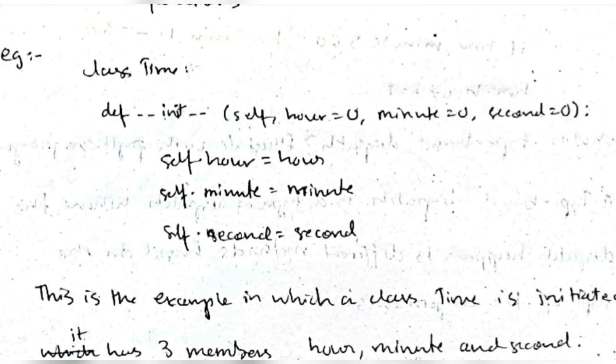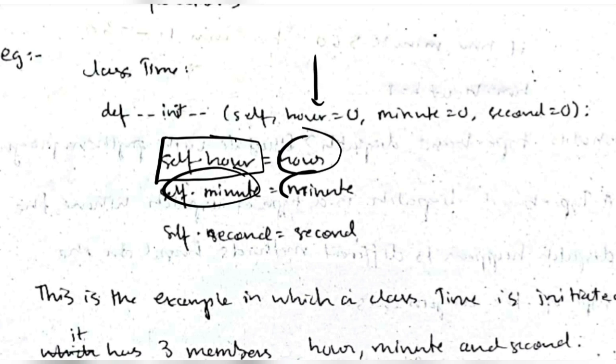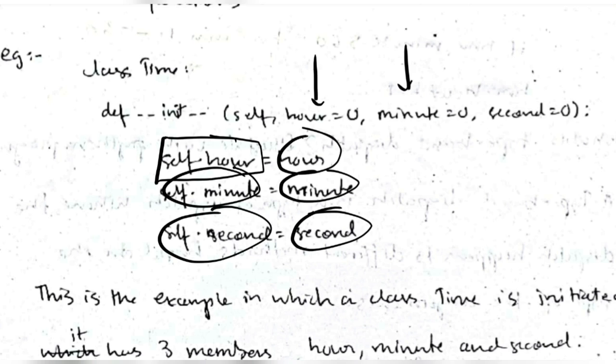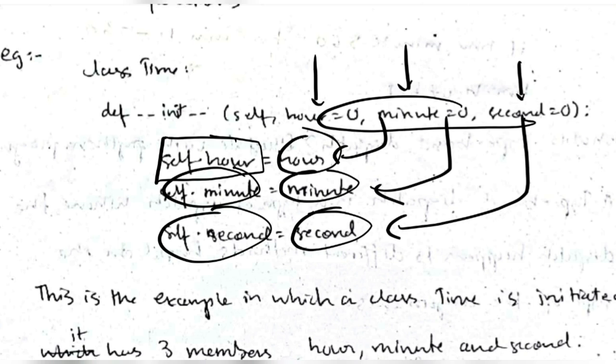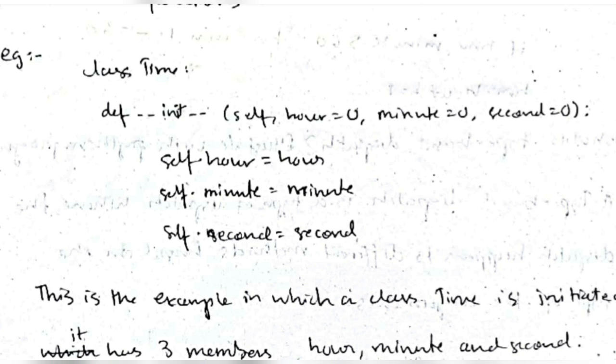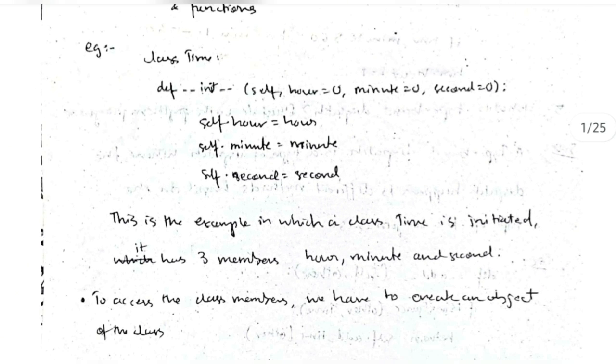What I mean is, see here I have taken hours. If you have to initialize the hours value, what I will write is self.hour is equal to hours, self.minute is equal to minutes, self.second is equal to seconds. So the values initially are 0 0 0, but when I create an object and pass some values, those values will be included here. So that's what the class definition is, and this is how you initialize the class.